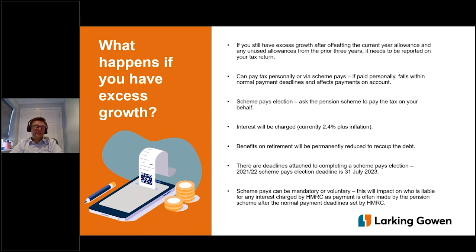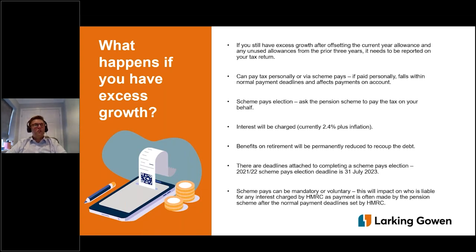You can either pay that tax personally, so it will increase the payments that you make through self-assessment, or you can ask NHS Pensions to make what's known as a scheme pays election, where NHS Pensions pays that charge for you on your behalf. Do note that if you want NHS Pensions to pay that tax charge for you, they will only pay the tax charge on the growth relating to the NHS pension scheme. It won't cover any growth caused by private pension contributions.